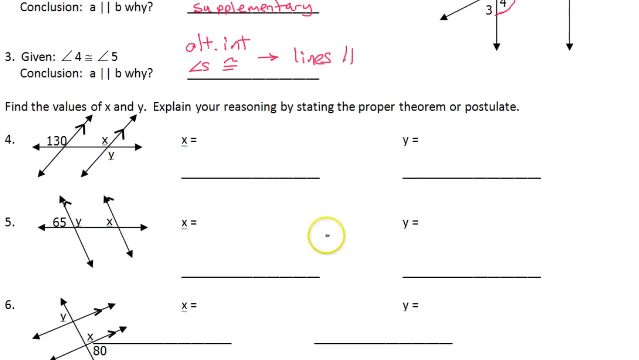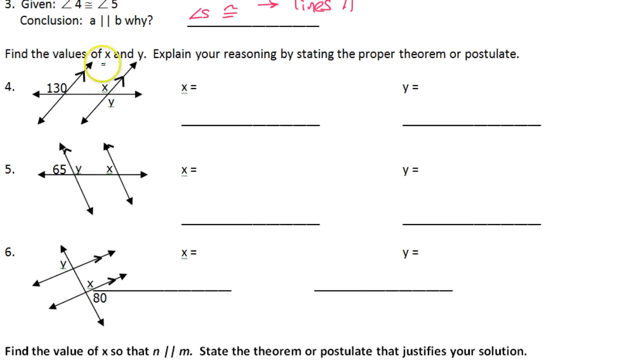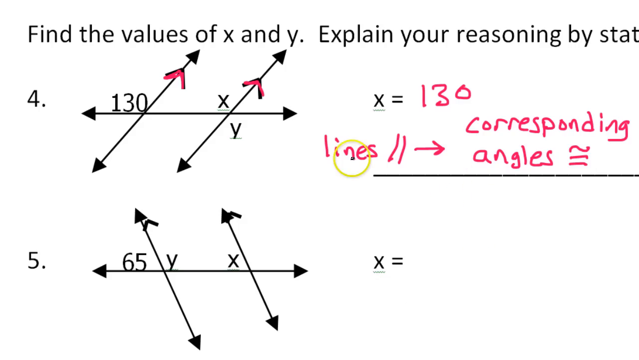Alright, how about number 4? Find the values of x and y. Explain your reasoning by stating the proper theorem or postulate. Okay, well, you see the 130 and the x are corresponding angles. And do you see these arrows here that are on the lines? These arrows mean that the lines are parallel. So if the lines are parallel, the corresponding angles should be equal. That means x is 130. And here we should go ahead and abbreviate the postulate. So lines parallel implies corresponding angles are congruent. That's the theorem that we need to justify that.